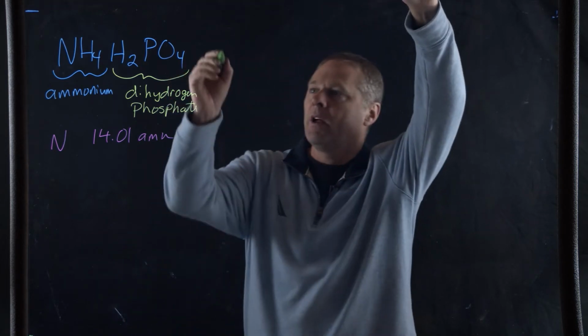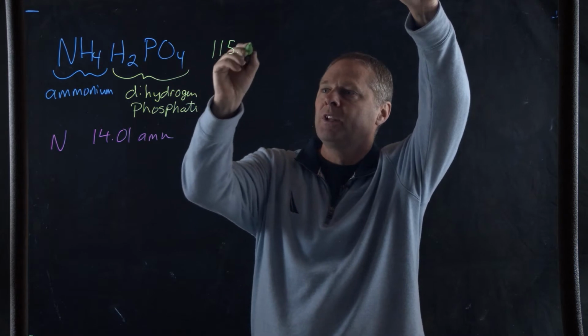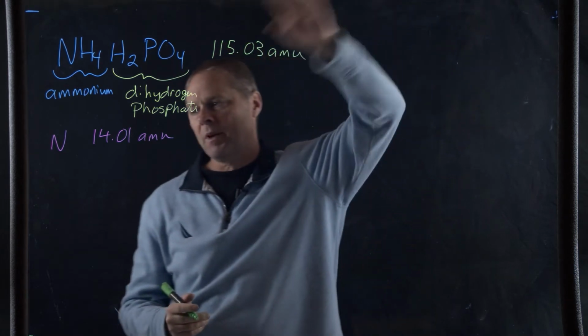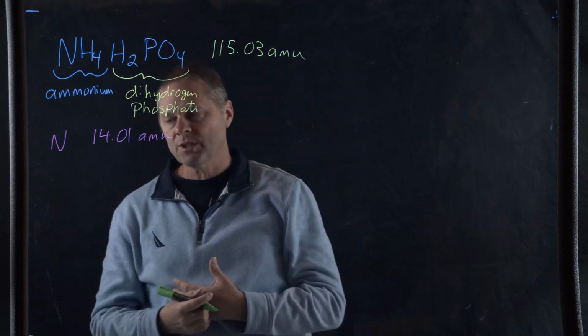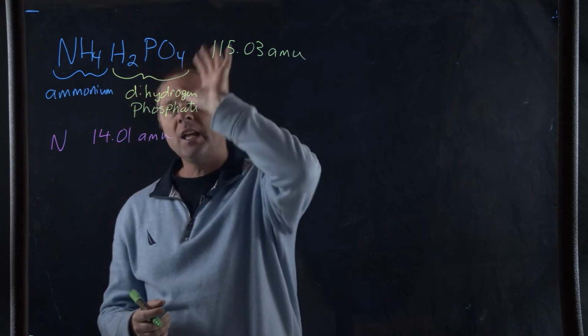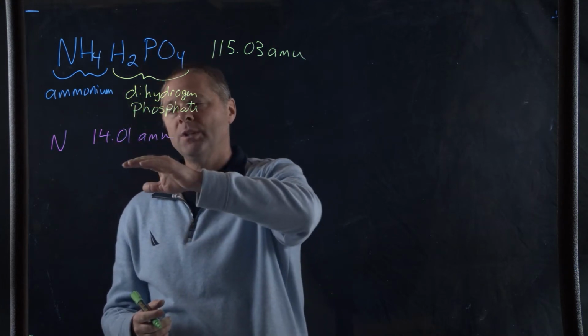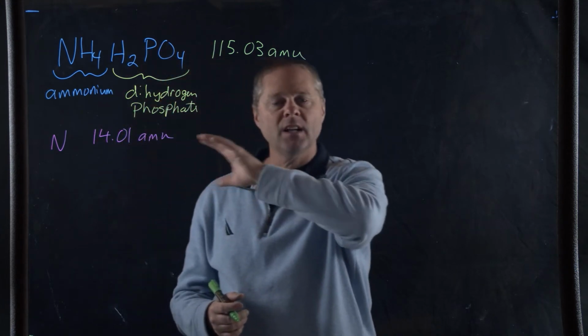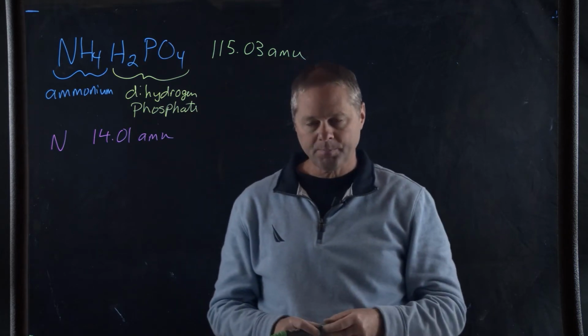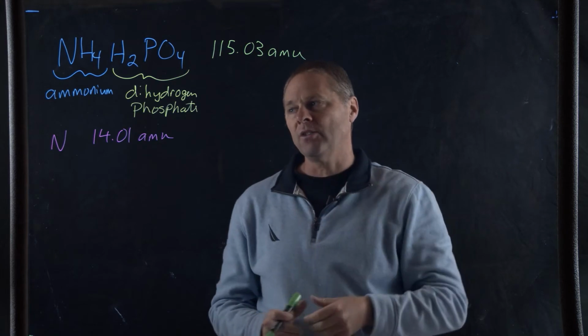Now, if we determine the molar mass of ammonium dihydrogen phosphate using the periodic table, we get 115.03 AMU, where AMU stands for atomic mass units. Now, if we want to come up with the mass percent of nitrogen in ammonium phosphate, all we simply do is take the molar mass of nitrogen and divide that by the molar mass of the ammonium dihydrogen phosphate.